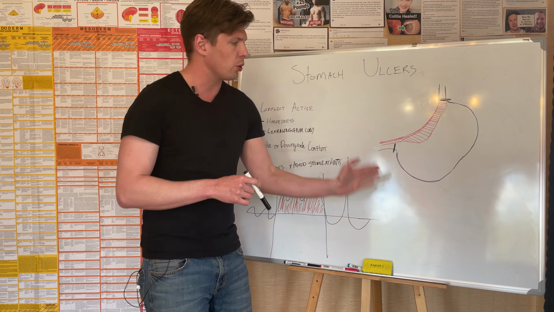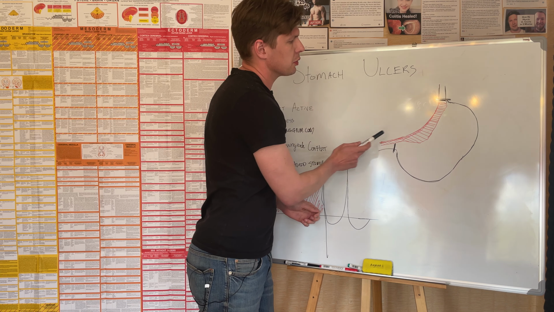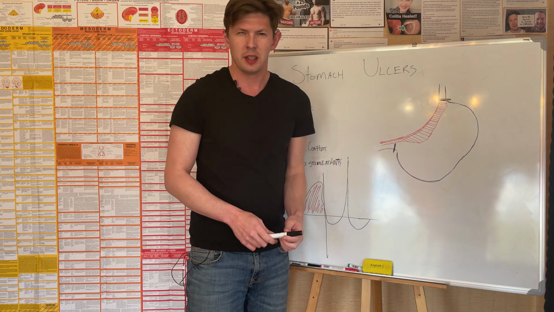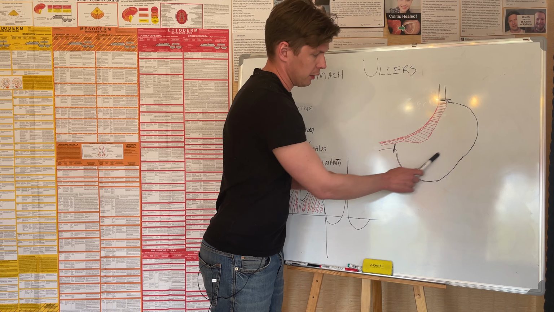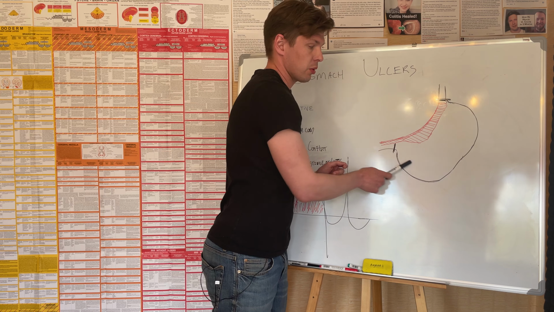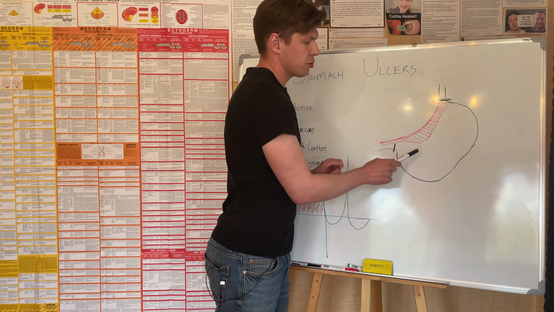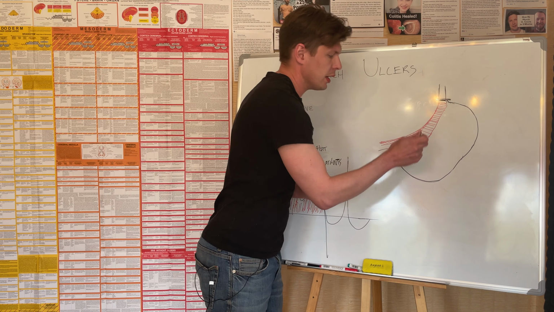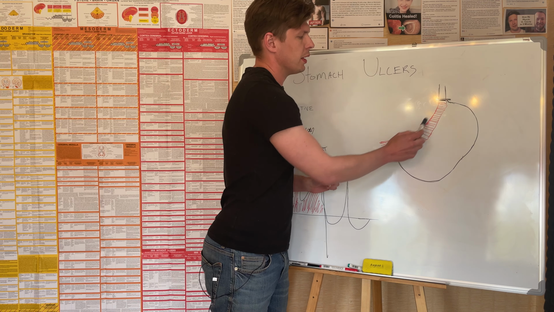So stomach ulcers only form in the lesser curvature of the stomach. You think that stomach ulcers would form down here because this is where most of the acid is stored. Most of the acid hangs out down here, but the truth is this tissue never ever ulcerates. It's only this tissue up here.